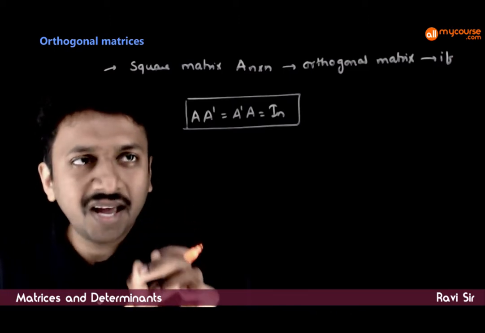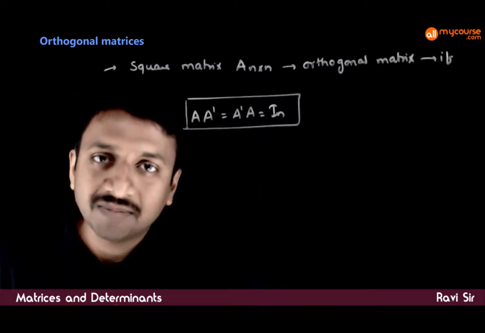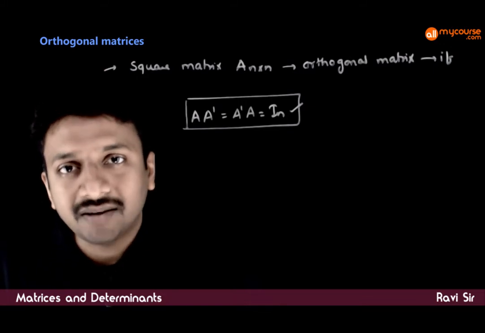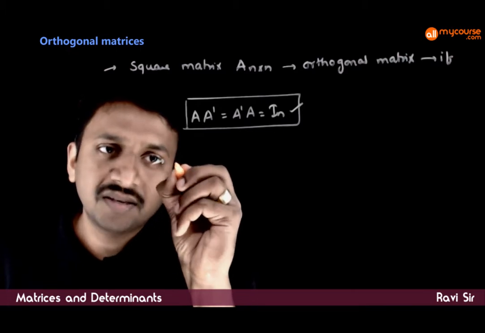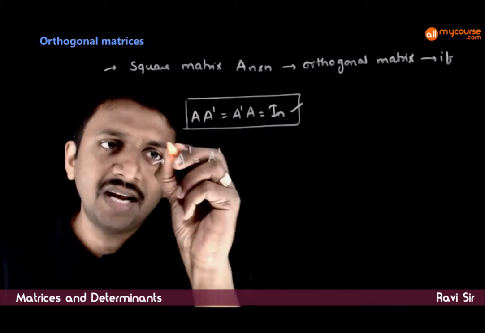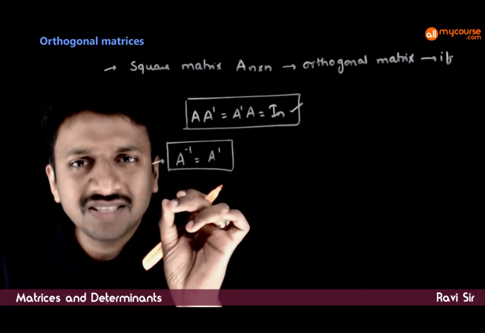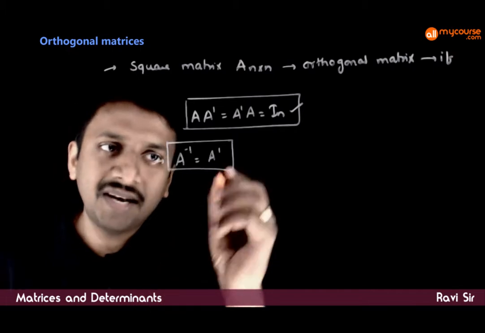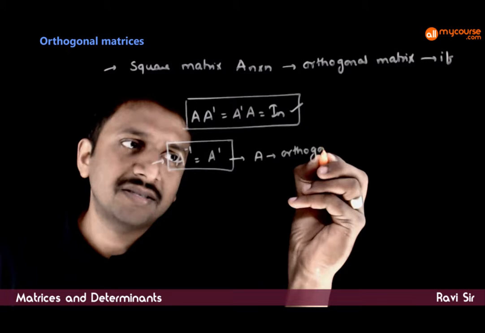So if a matrix A multiplied by its transpose is the same as A transpose times A, and is equal to an identity matrix, then we call the matrix an orthogonal matrix. Another way to say it is that the inverse of the matrix should be the same as A transpose. If A transpose is directly the inverse of the matrix A, then A is called an orthogonal matrix.